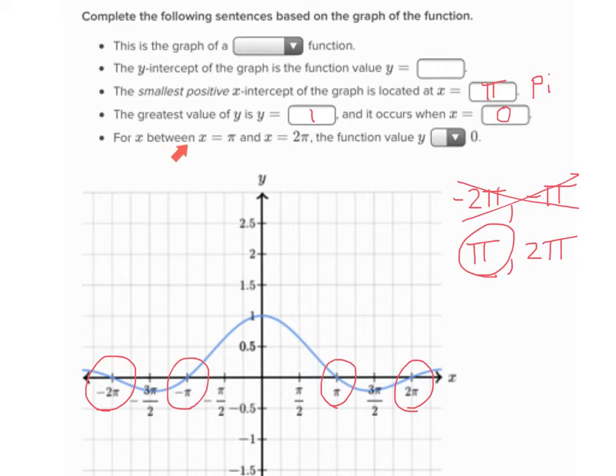Now it says for x between pi and 2 pi, the function value is y blank 0. So it's saying between pi, here's pi, and 2 pi, is the graph below the x-axis, above it, or on it? Below. So from pi to 2 pi, the graph is below the x-axis, right? So what symbol would go right here? Less than. So y is less than 0.